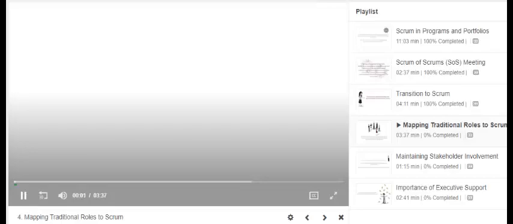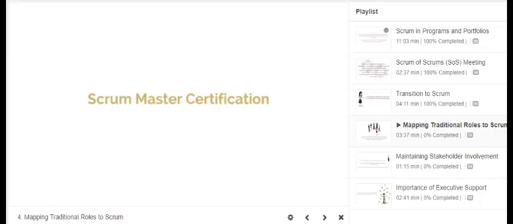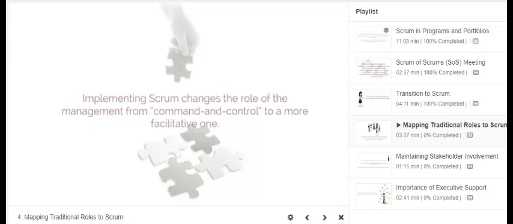And welcome to this session on SMC. In this video, we will talk about mapping traditional roles to Scrum. Implementing Scrum essentially changes the role of the management from command and control to a more facilitative one. The traditional role of project manager is divided among three roles in Scrum: product owner, Scrum Master, and Scrum team.